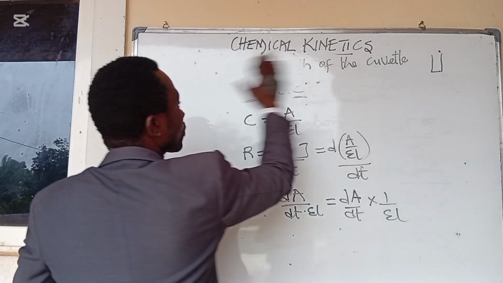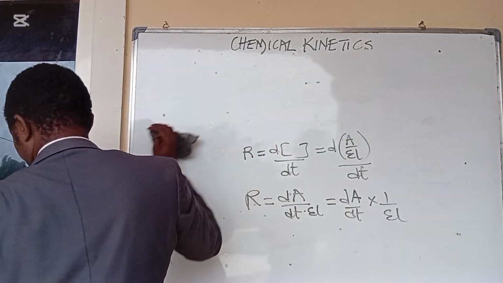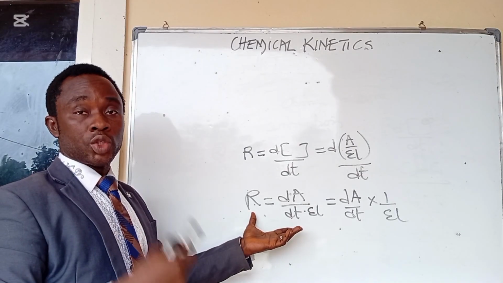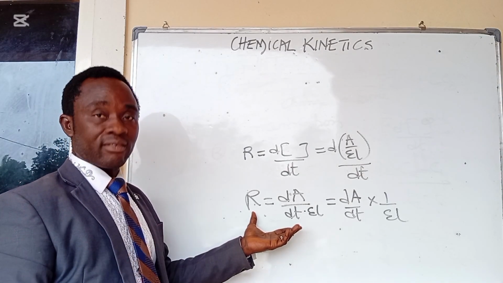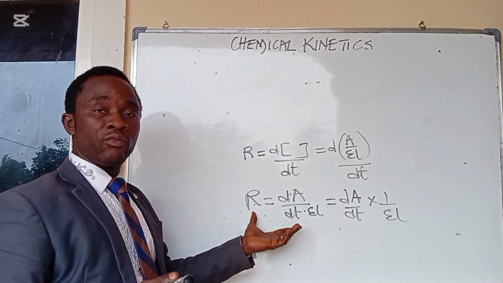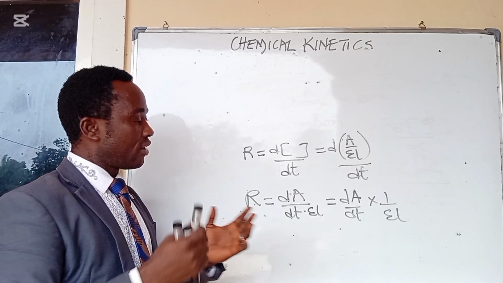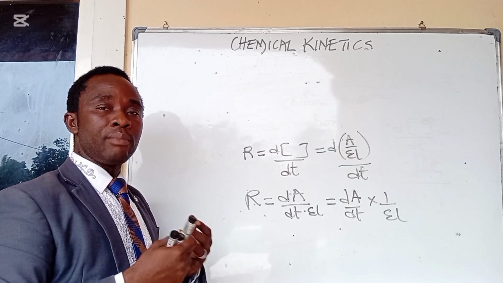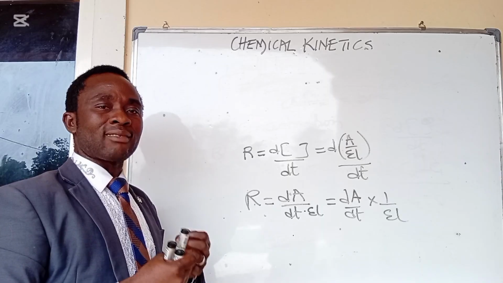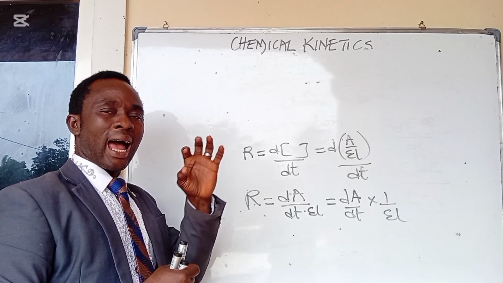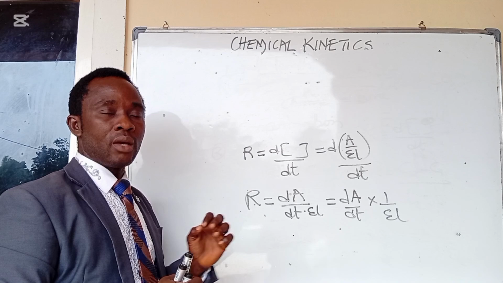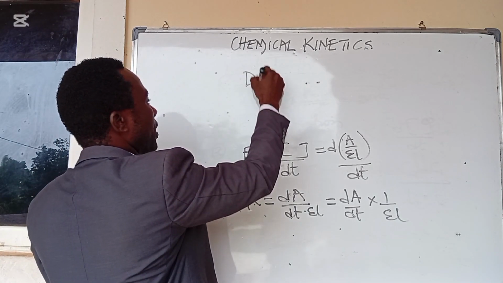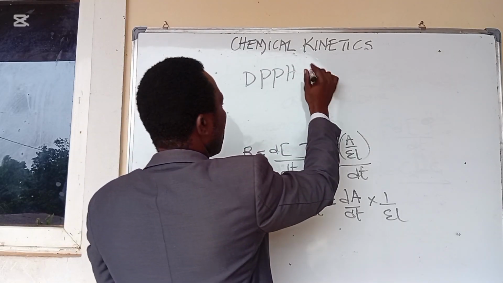Now, before I go on, please note that the absorbance of a solution is actually measured by a photospectrometer. So it's photospectrometry. We use a photospectrometer to measure the absorbance. Most of the things we measure absorbances of are those things that can absorb light at a particular wavelength. Most of them are always colored, something like DPPH. What is DPPH?